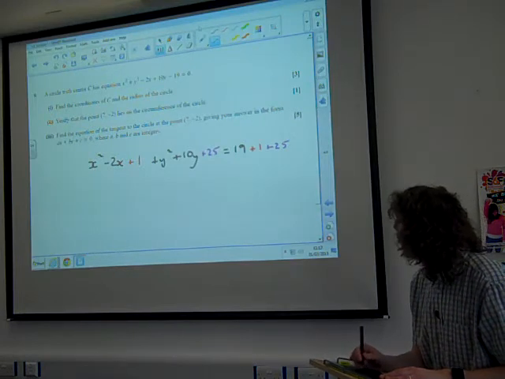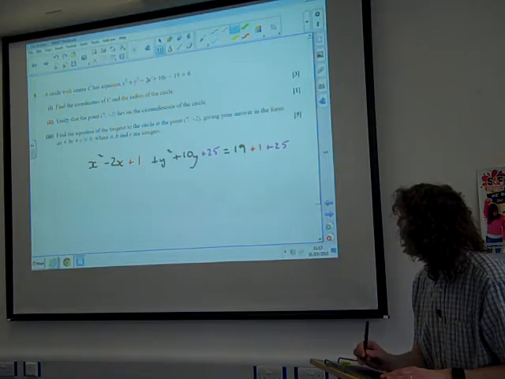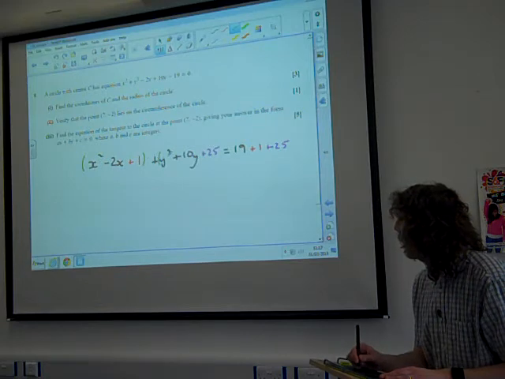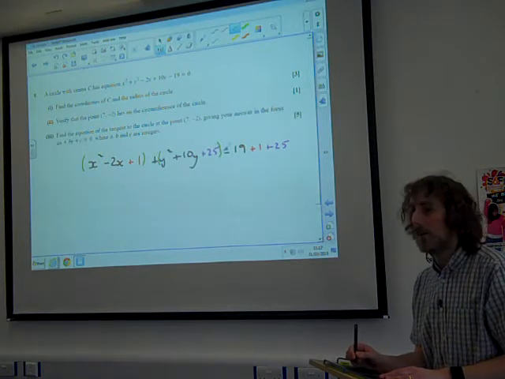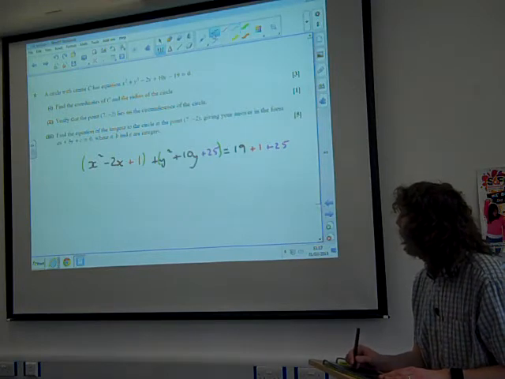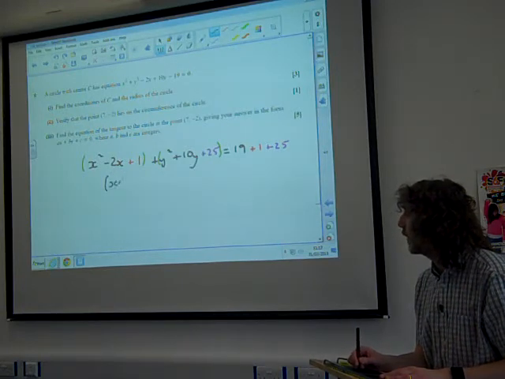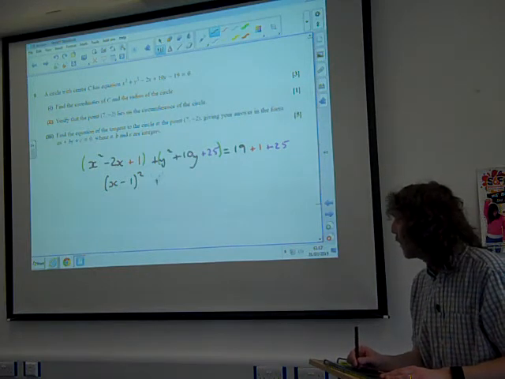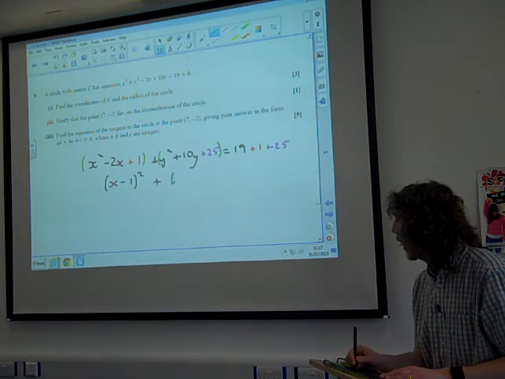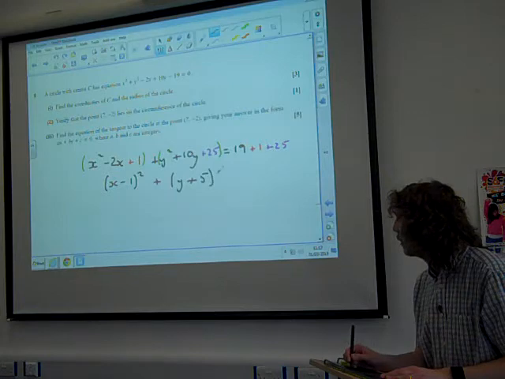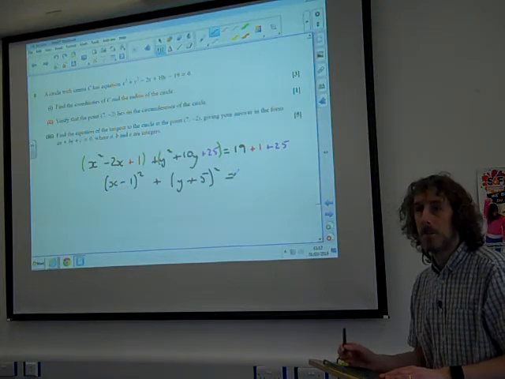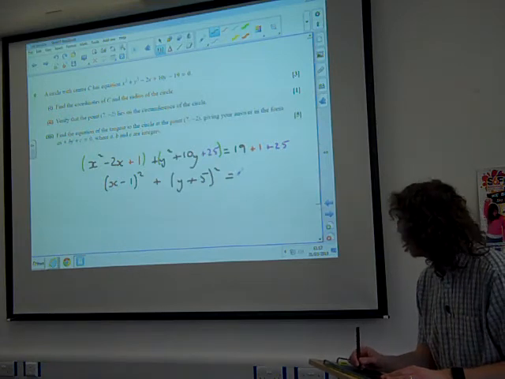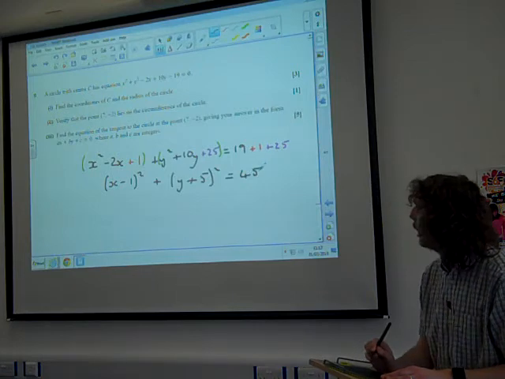The whole point of doing that is that these first 3 terms here, and these 3 terms here, are now complete squares because we can factorize them. So this first bit is what you get when you multiply x minus 1 by x minus 1. And the next bit is what you get when you square y plus 5. And over here, we've carefully added these together. We've got 19, add 1, add 25, which is 45. So we've got 45 in there.